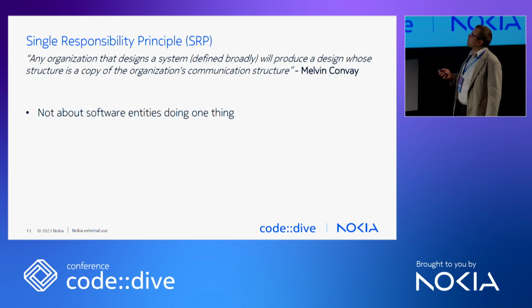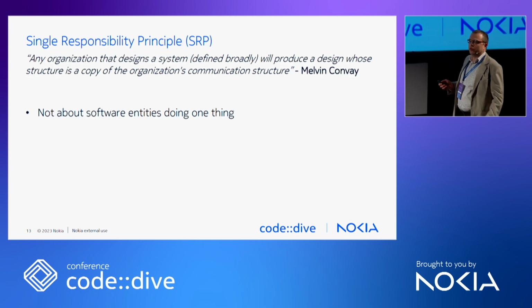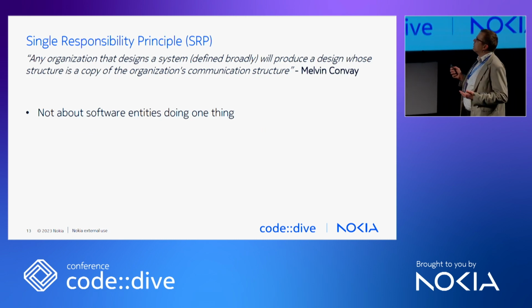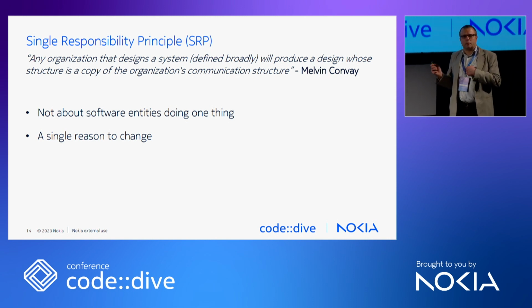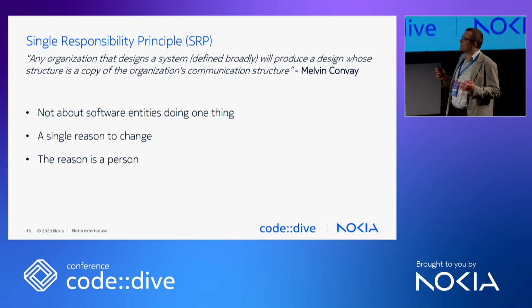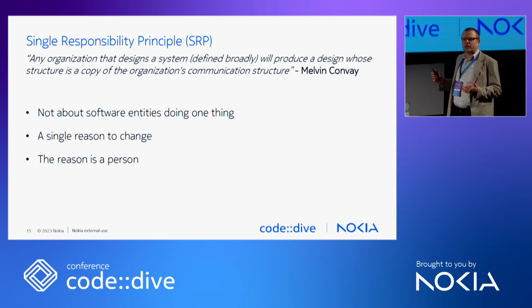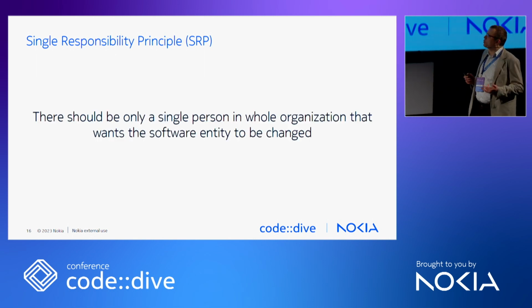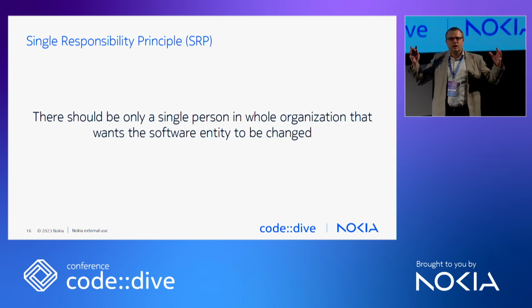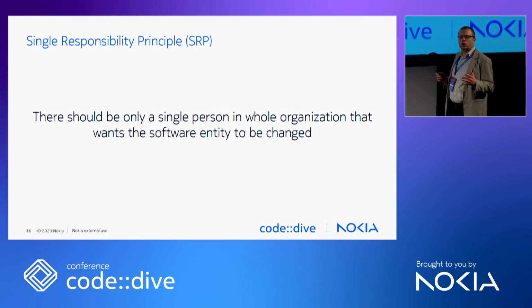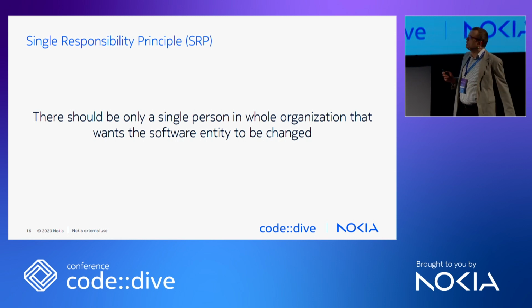And it's not about a class or software entity doing one thing. It's more about a single reason to change. And this reason is a person who would like this piece of code to be changed. Let's put it in other words. There should be only one person in the entire organization that wants some piece of code to be changed.